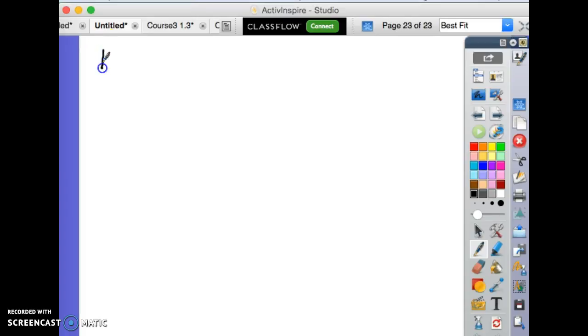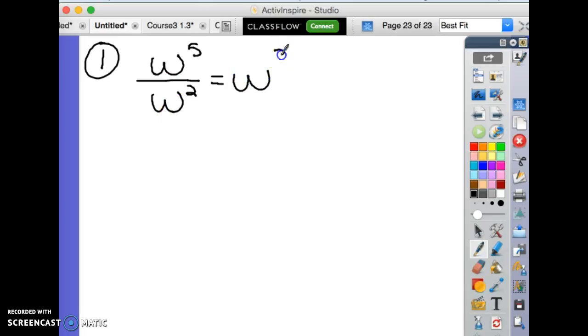So let's look at number 1. We have w to the 5th divided by w to the 2nd. Our base is w, and we subtract exponents. So 5 minus 2 is 3. And you don't have to write this down, but this is why it works.